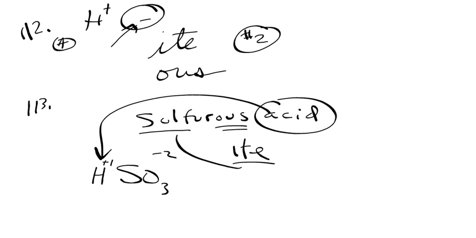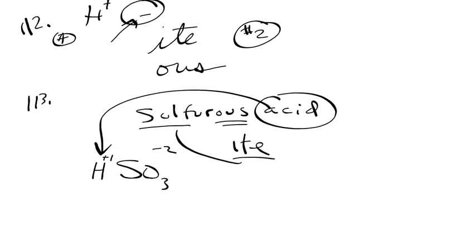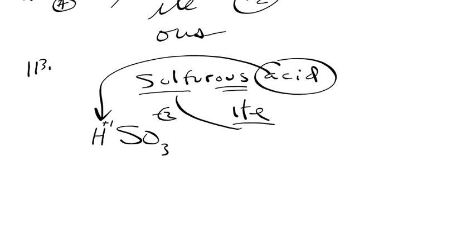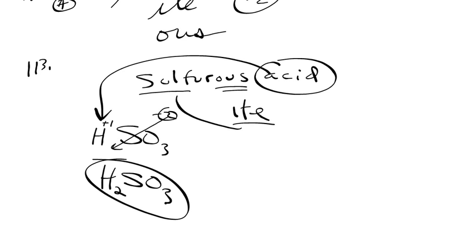You have to crisscross the numbers. If you just have HSO3, it's wrong. You have to instead take your 2, bring it down here, so it's H2. Then the 1 goes with the SO3. You don't have to do anything because it's a 1. That is sulfurous acid. So therefore, 113, the answer is B.